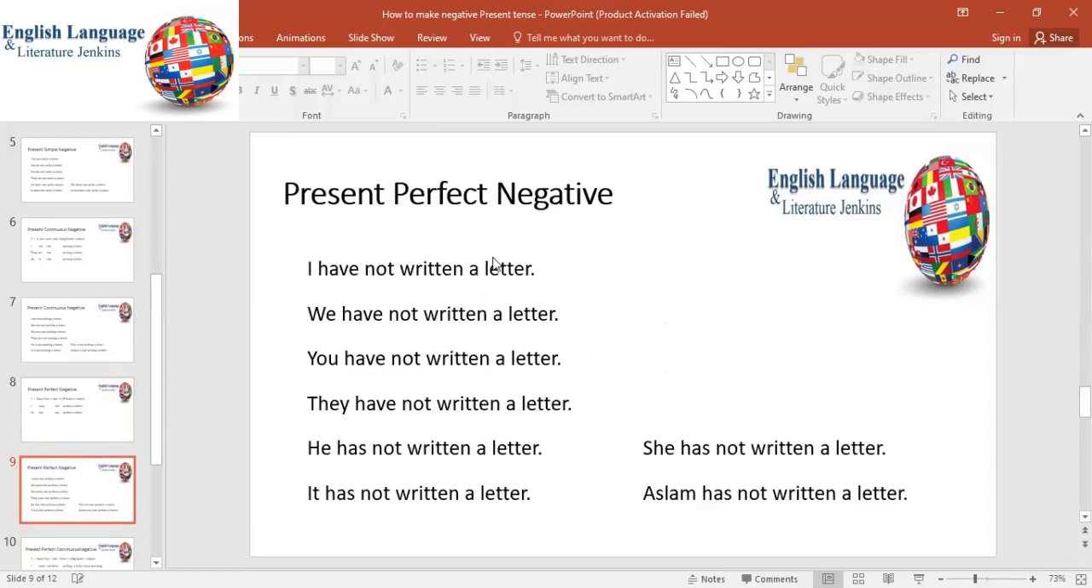I have not written a letter. We have not written a letter. You have not written a letter. They have not written a letter. These are the examples of have not. He has not written a letter. She has not written a letter. It has not written a letter. Aslam has not written a letter. These four are the examples of has not. And we use have with plural and has with singular.